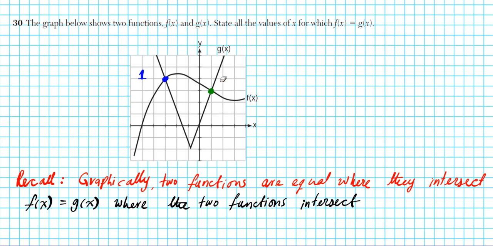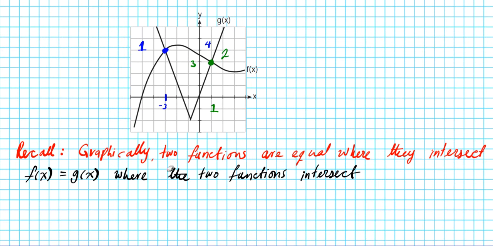So as you can clearly see, we can easily determine the coordinates of the points of intersection. So for intersection 1, we have 1, 2, 3, negative 3 for the x, and 1, 2, 3, 4, positive 4 for the y. That's the coordinates of intersection for point 1. For point 2, we have positive 1 for the x coordinate, and 1, 2, 3, positive 3 for the y coordinate.